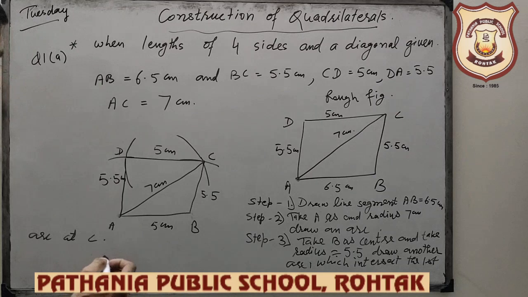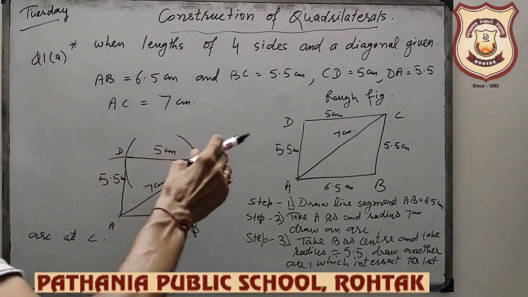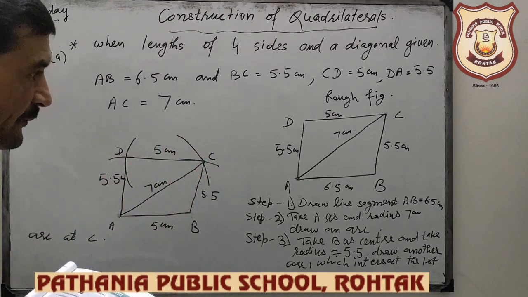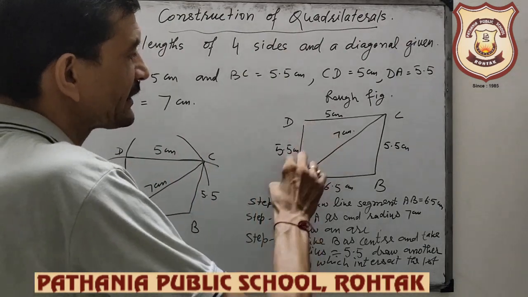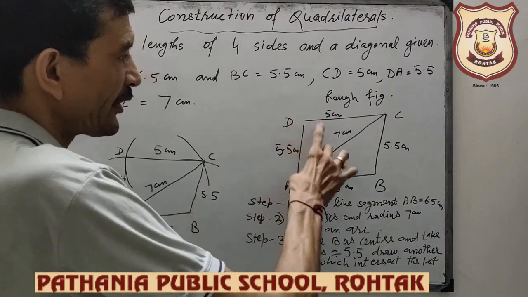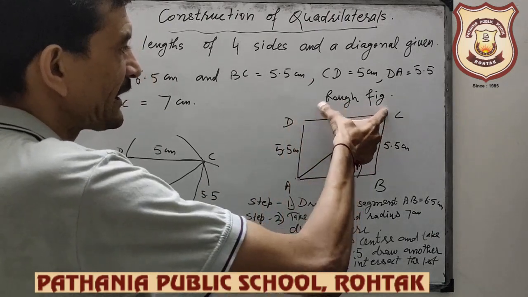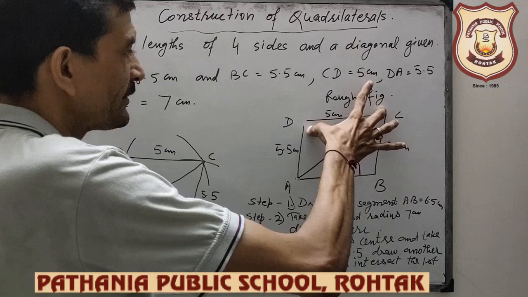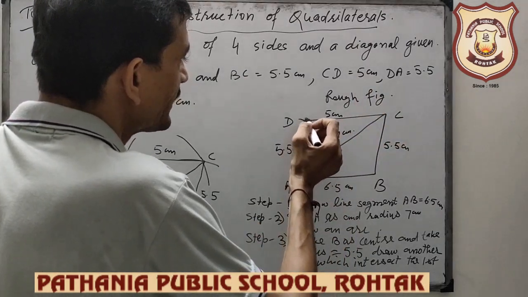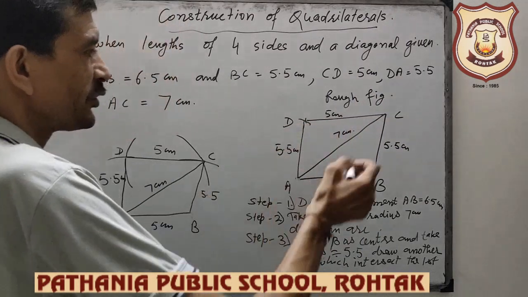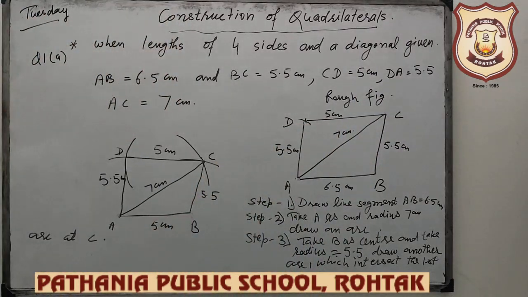Now step 4 is what? Step 4 is also in the same way. Take A as center and radius is equal to 5.5. Draw an arc. Now take C as center and open the compass up to 5. Draw another arc which intersects the first arc at point D. Join ABCD. Then ABCD is the required quadrilateral.